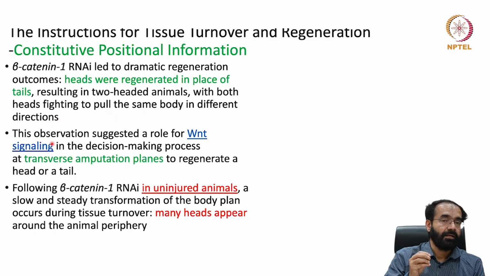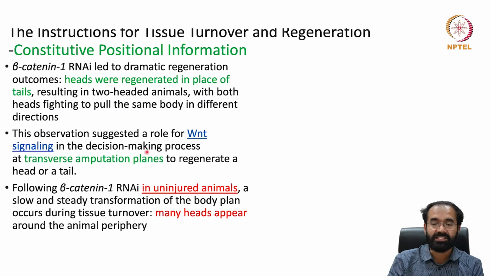That means it's not a simple thing. That shows both heads have got equal weightage. That means fully functional. It's not a dummy head. That's what this logic says. This observation suggested a role for Wnt signaling in the decision making process at the transverse amputation planes to regenerate a head or tail. So you can give an added value to Wnt signaling, that head formation is important for the decision making process of the newly formed animal. You can tell Wnt signaling was important for deciding which direction the animal will go.